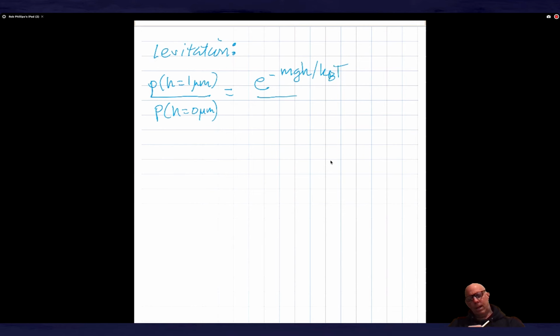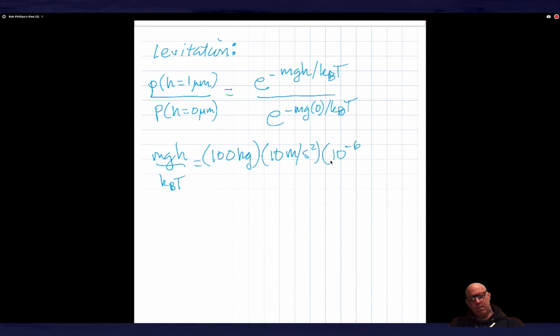divided by kBT. So what am I writing here? This part right here is my potential energy if I have levitated to a height h. Let's look at the case where I levitate by a height of 1 micron. We're going to take my mass, which is 100 kilograms. I know that g is 10 meters per second squared, and my height is going to be 10 to the minus 6 meters. And then the denominator here is 4 times 10 to the minus 21 joules.